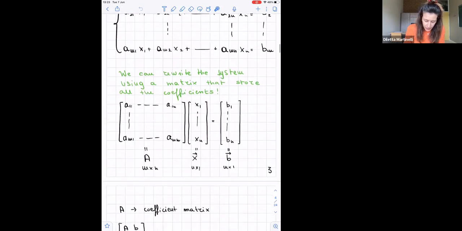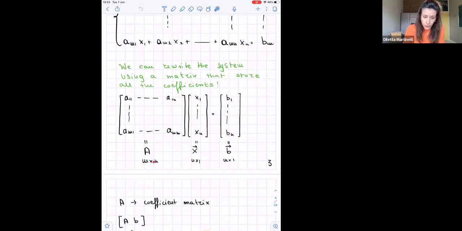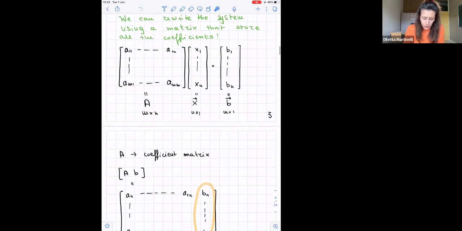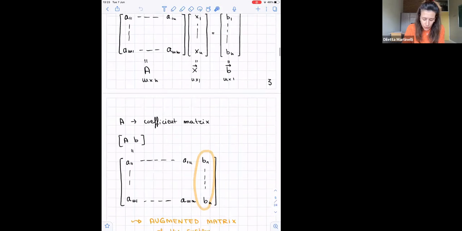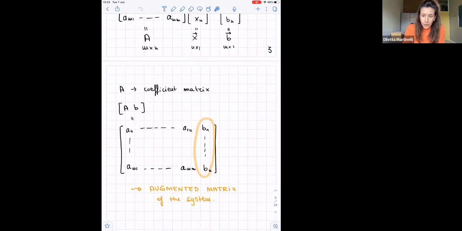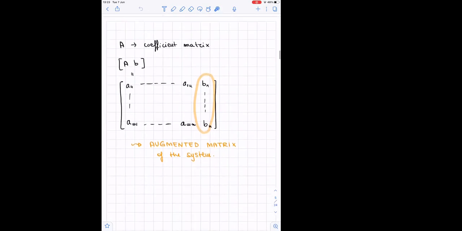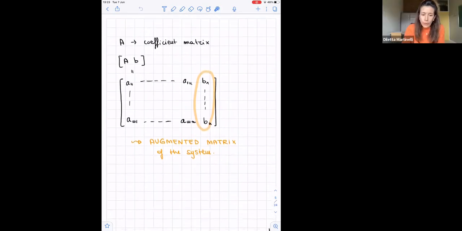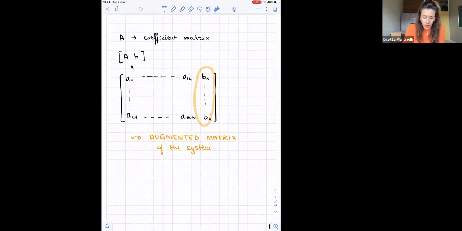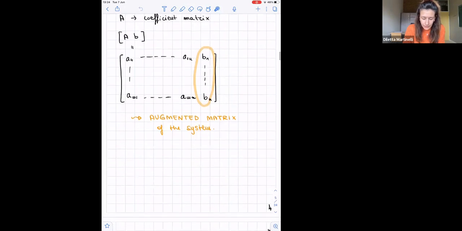So we can rewrite it in this way, and A is called the coefficient matrix of the system. If we add one column, so if we consider instead of just the matrix of the coefficients also the vector B, this is what we call the augmented matrix of the system. So when we talk about a linear system, there are two different matrices associated to it: the coefficient matrix and the augmented matrix. Both of them come up when we try to solve linear systems.